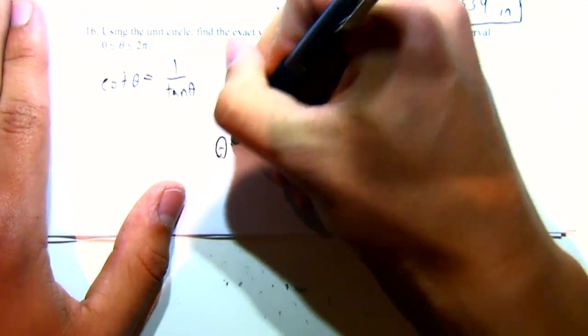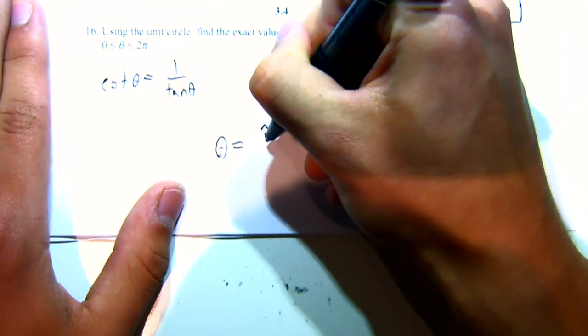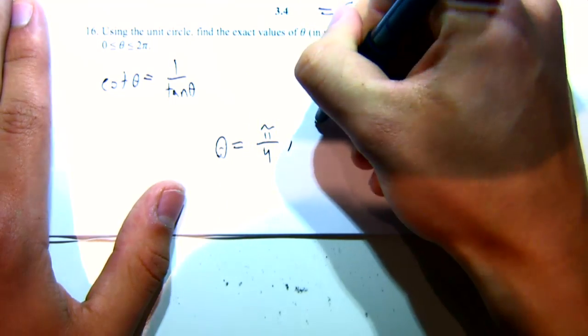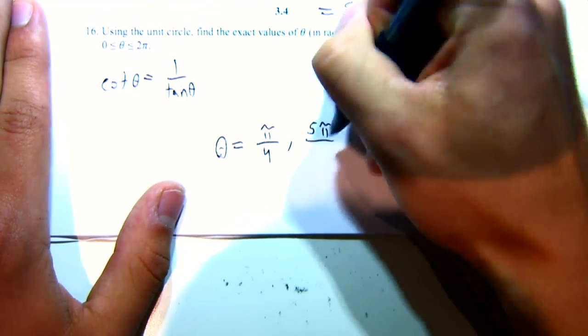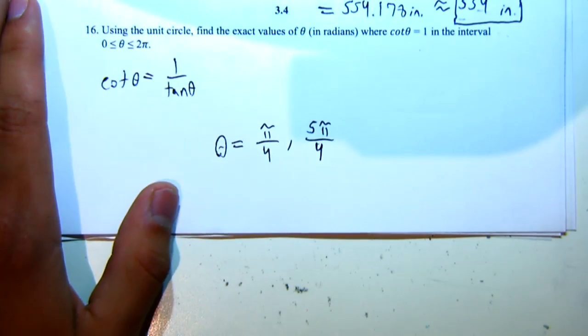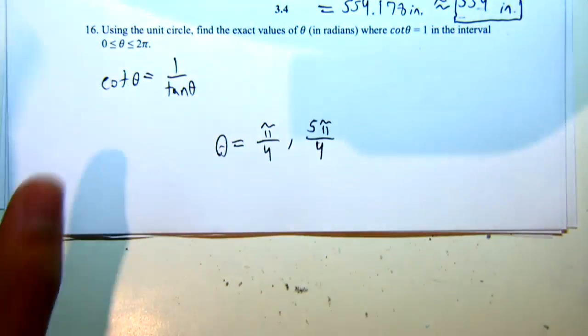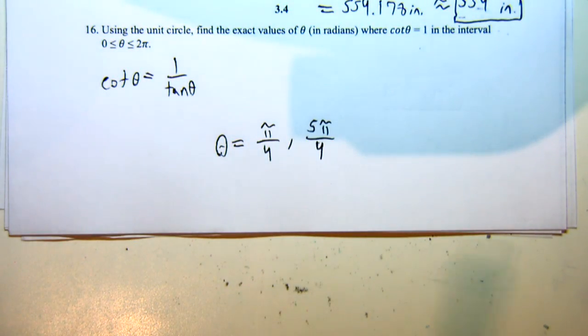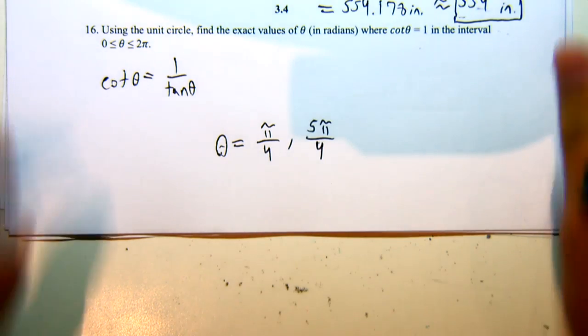So theta is equal to pi over 4 and 5 pi over 4. And that is within this interval. Otherwise, you could just keep going. Like if it was an interval of 4 pi, say, then you would have to add on to that. All right.